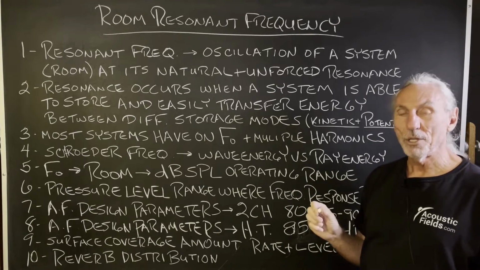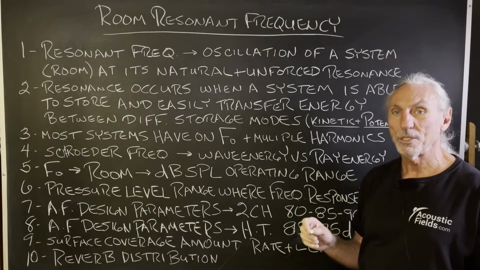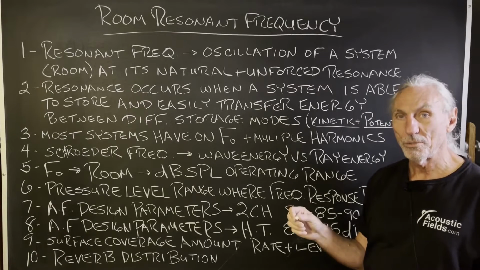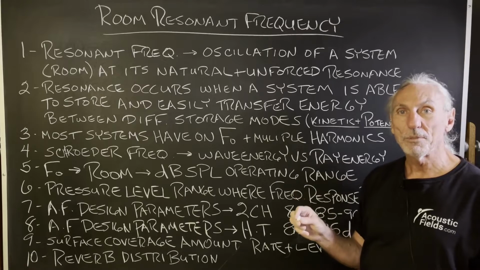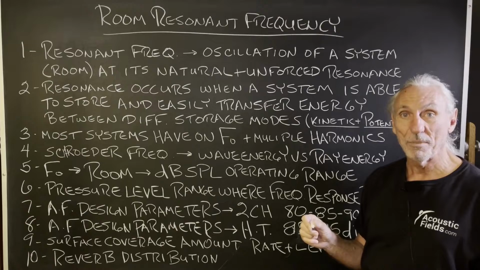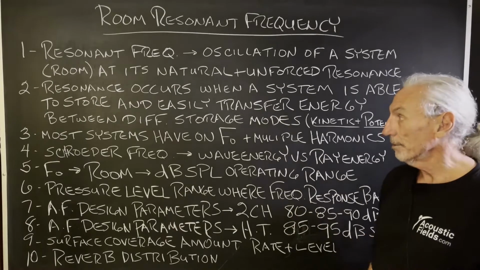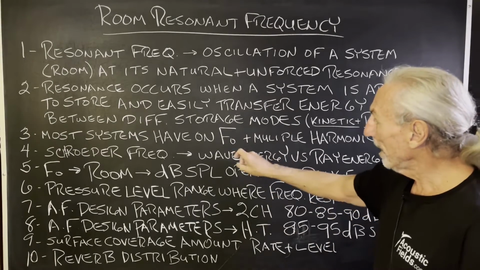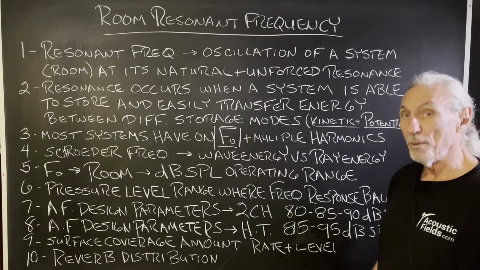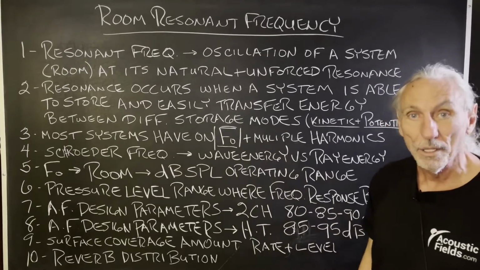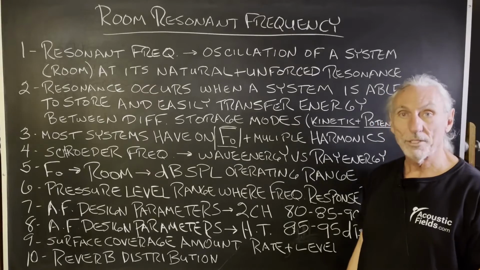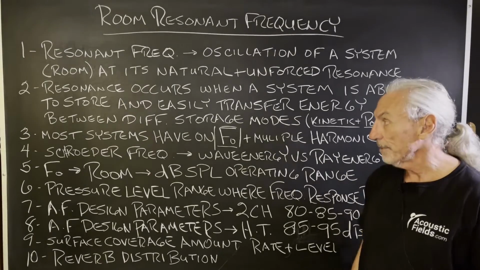There is a pressure range that your room works well in. There's a pressure range, a dB/SPL pressure range, where the frequency response of the room is the smoothest. And that's where it probably sounds the best to you, if you're a critical listener. Most systems have one resonant frequency, but multiple harmonics. My God, you couldn't come up with a better definition for a room. One resonant frequency with multiple harmonics, right?